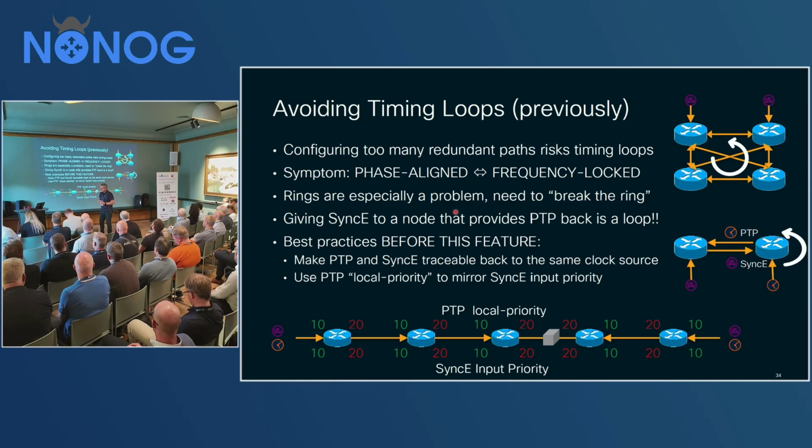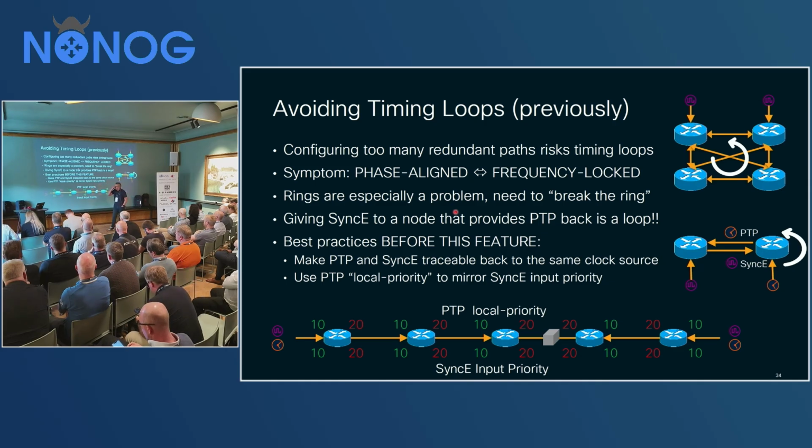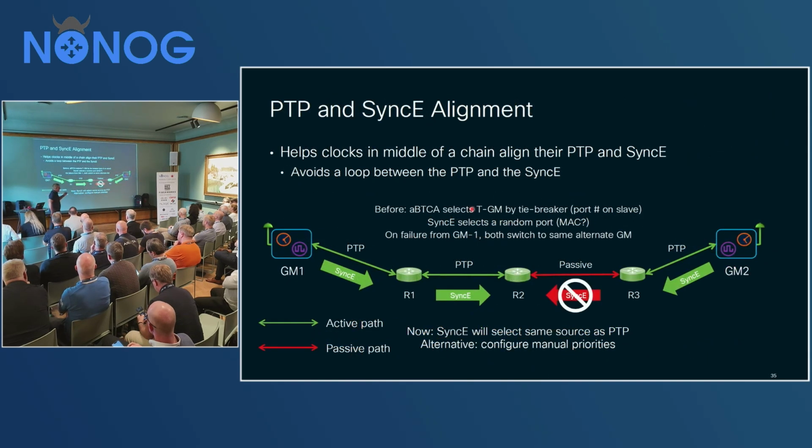So what we have been using is to manipulate and manually configure what's called local priority and input priority. Input priority for SYNC and local priority for PTP. Then, on a hop-by-hop basis, you can fully control that PTP and SYNC go the same path. In TOL we introduced local priority to mirror SYNC input priority. This is our way of configuring it. Other vendors can probably do it with a different command. The result is that you automatically have PTP and SYNC going the same path.